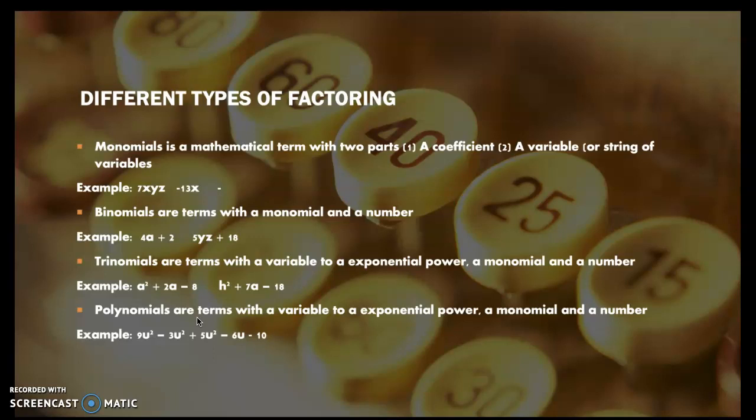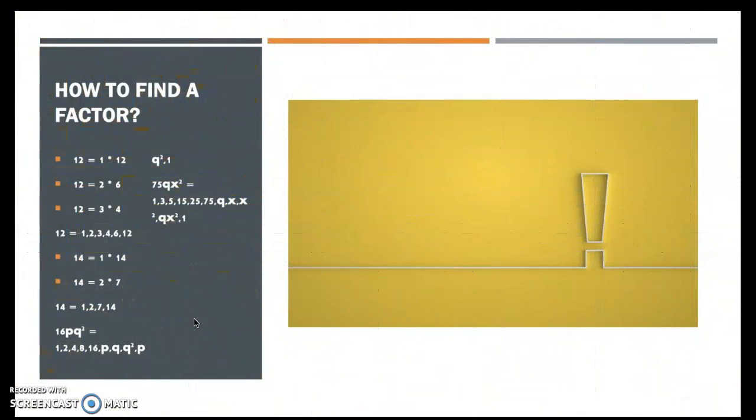Polynomials are terms with a variable to an exponential power, a monomial, and a number. So, for example, 9u to the second power minus 3u to the second power plus 5u to the second power minus 6u minus 10. Next, we're going to be finding factors.